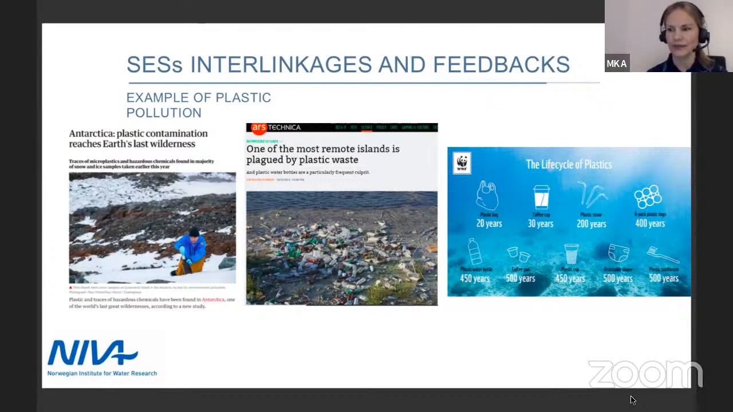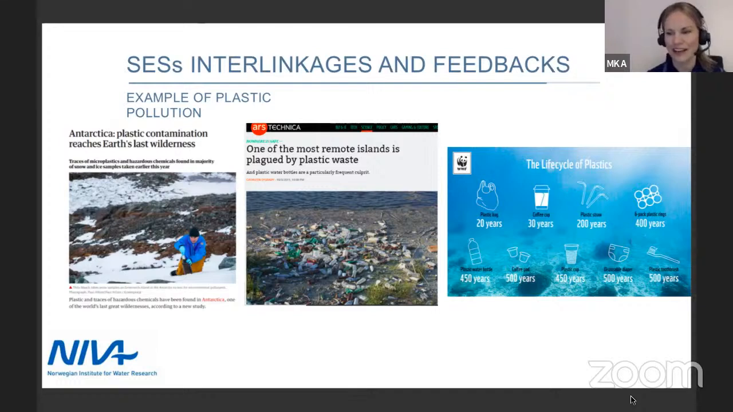And even if we would stop plastic pollution today, as Hans already mentioned, we know that they will be there for a very long time. So for example, in 500 years, as this illustration shows, we can still find plastic toothbrushes on the bottom of the ocean or wherever they end up.